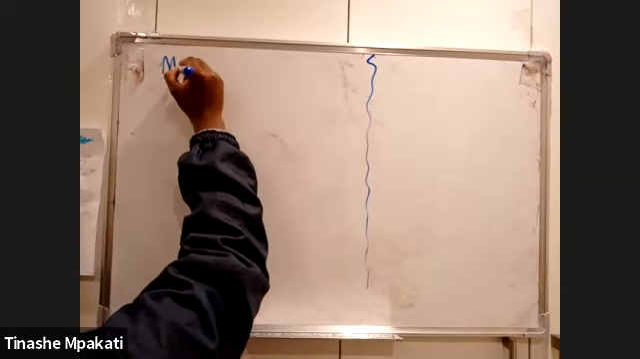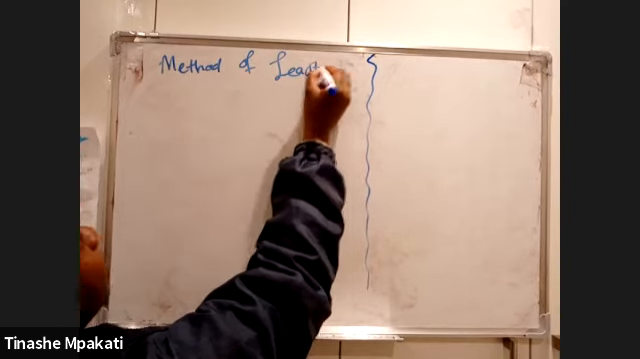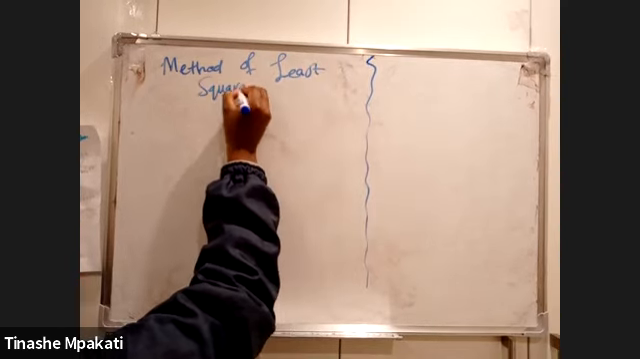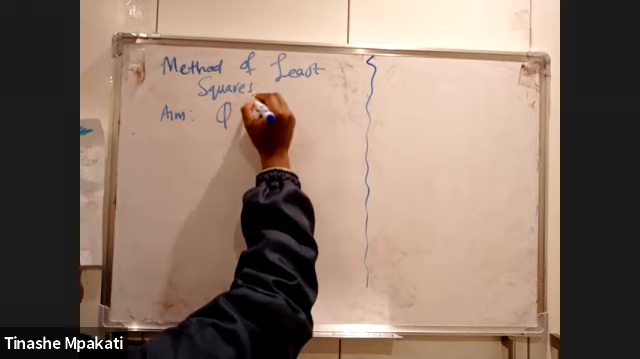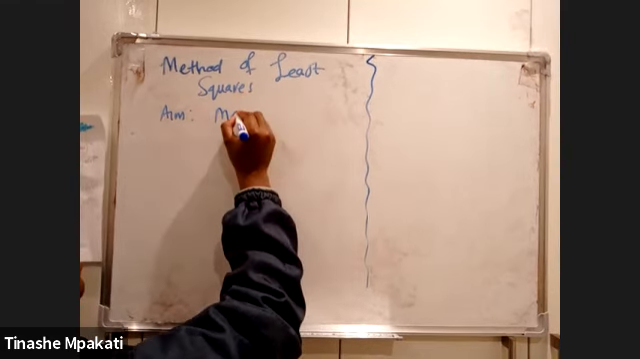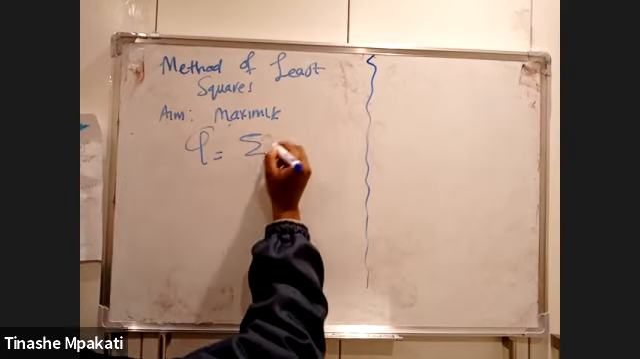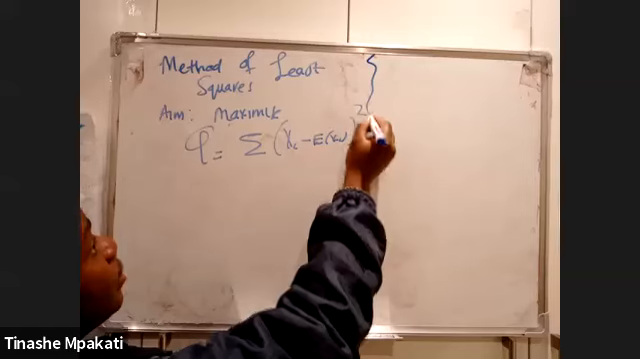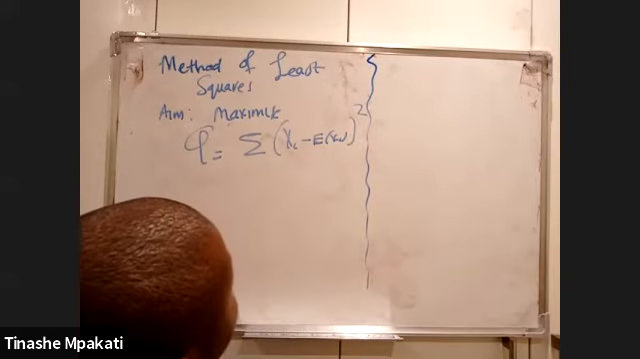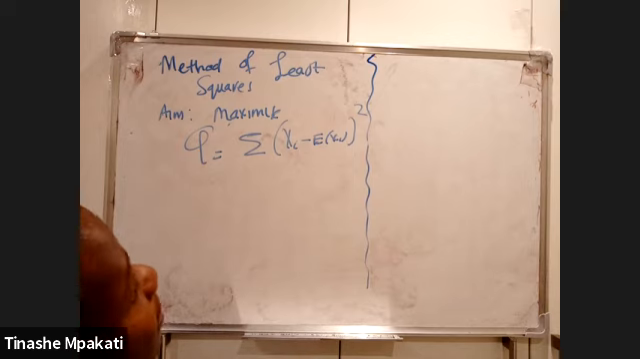We're going to look at the method of least squares, and the aim of this method is to maximize, we want to maximize the function Q equal to the summation of (Xi minus the expectation of Xi), and we square all of this. Okay, so this is another method for us to estimate the parameters of a distribution, and we call this the method of least squares.